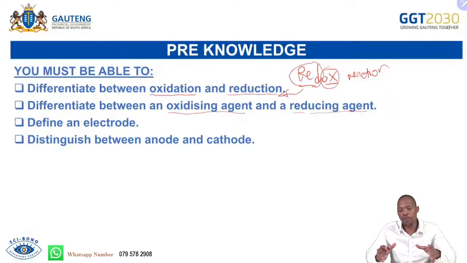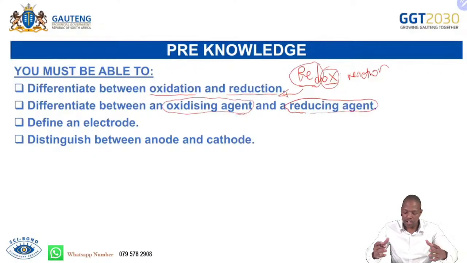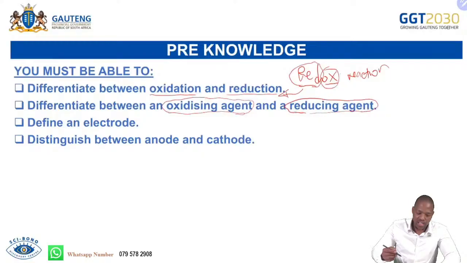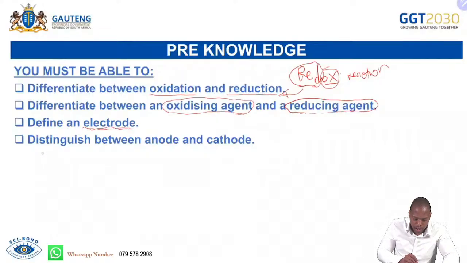I find that a lot of learners will understand oxidation, they will understand reduction. However, they will then struggle with the agents, to say an oxidizing agent or a reducing agent. So we will try and speak about it so that by the end of the lesson, they understand it. But we expect that at least we have some knowledge of it by now. Then you must be able to define an electrode, or know at least of an electrode. That's what we expect by now.